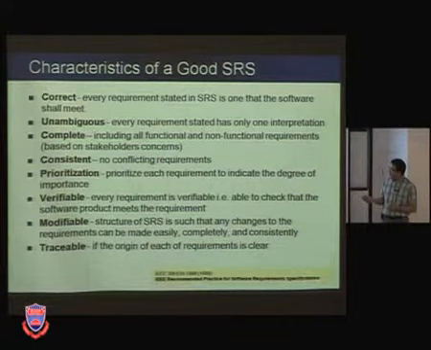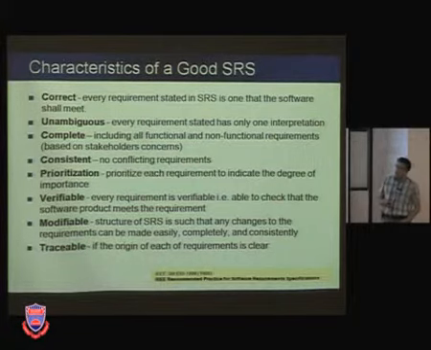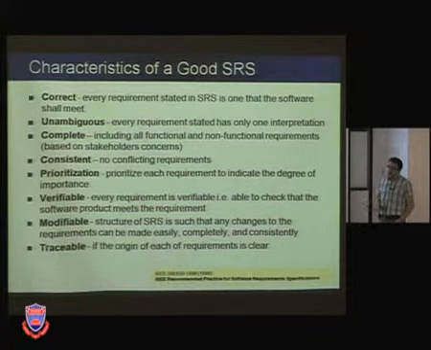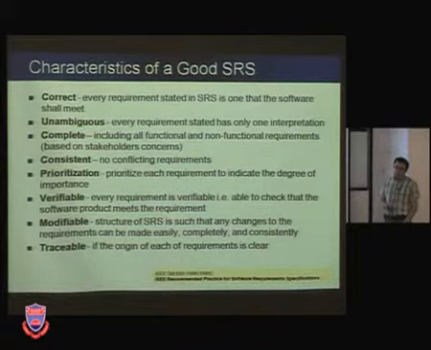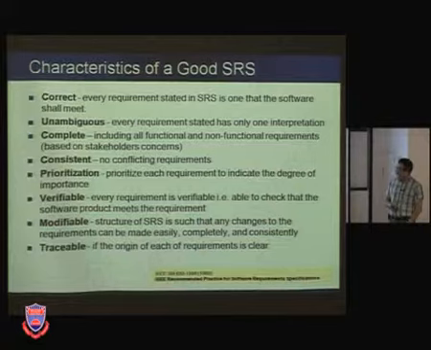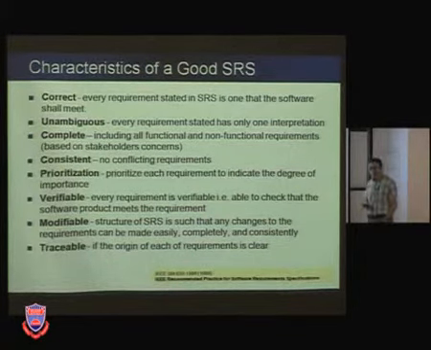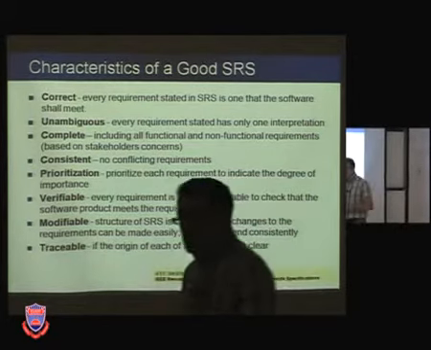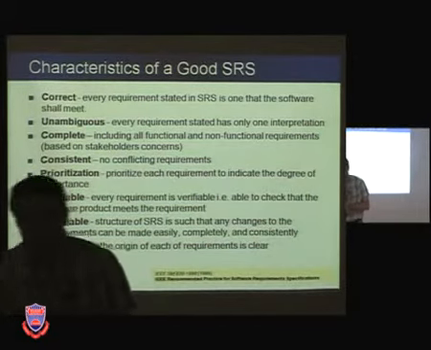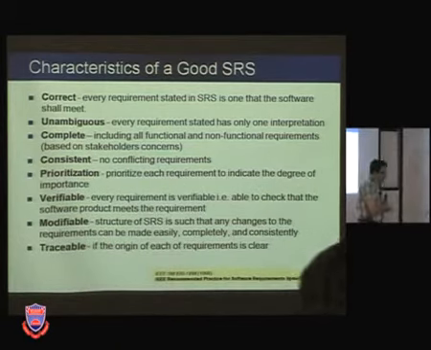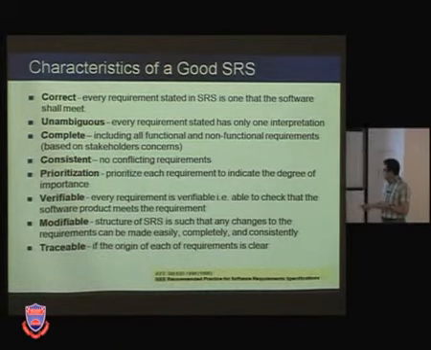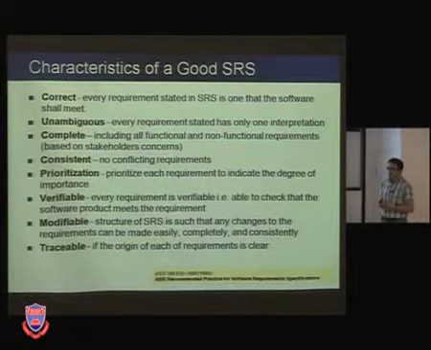Prioritization of the requirements. Should be verifiable. You should be able to check that the software product meets the requirement. Modifiable. The requirements specification document should be structured in such a way that you can easily adapt the requirements. For example, if you have nicely separated the stakeholders, then it's easier to change the requirements for each stakeholder. Traceable, if it defines the origin of each of the requirements.